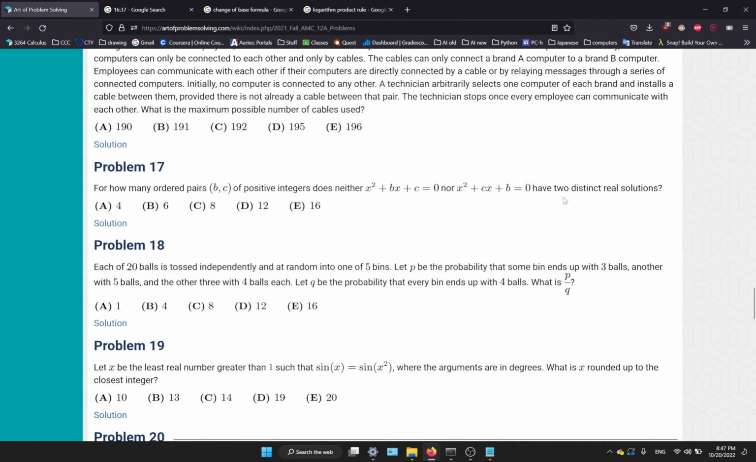Here's what I'm thinking. We can just set both of the discriminants equal to 0. I have no idea why, but let's just guess. The discriminant of this one is b squared minus 4ac, and the discriminant of this one is c squared minus 4ab.